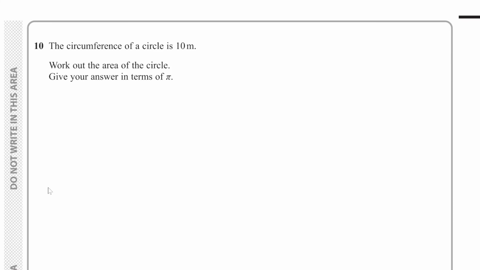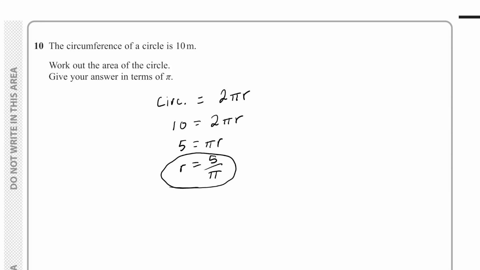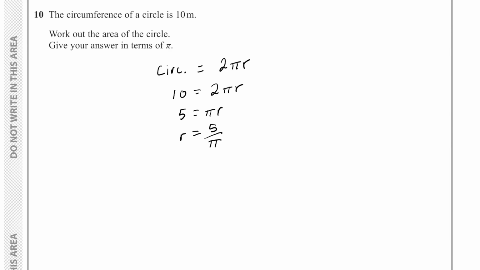Question 10. The circumference of a circle is 10 meters. Work out the area of a circle. So the circumference is 2 pi r, or pi times diameter. So 10 equals 2 pi r. I can find the radius. If I half both sides, I say 5 equals pi r. So the radius is 5 divided by pi. So that's the radius. I'll put that into my area formula.